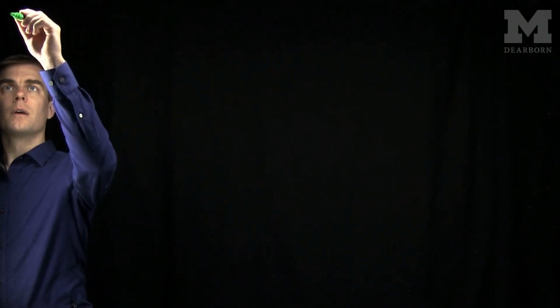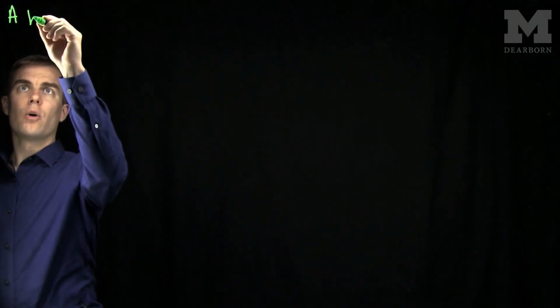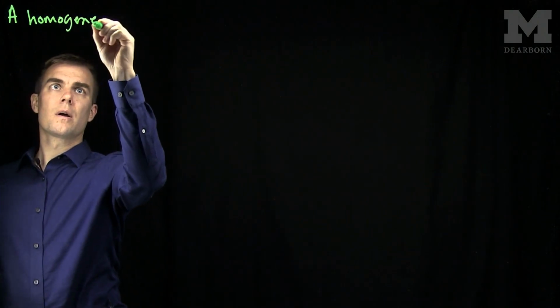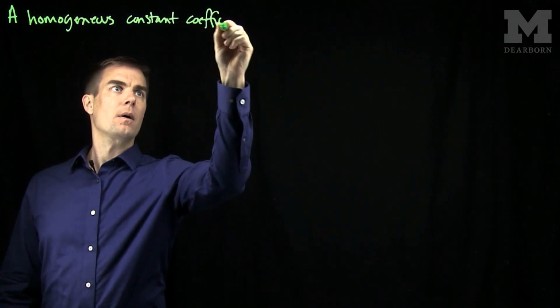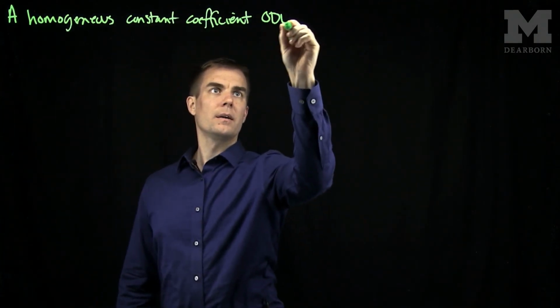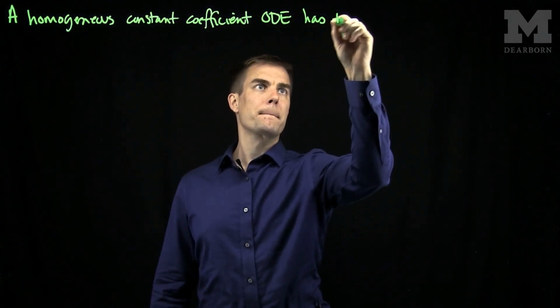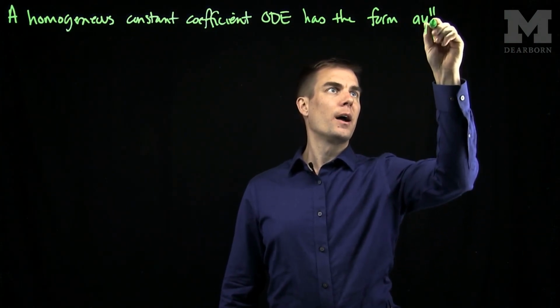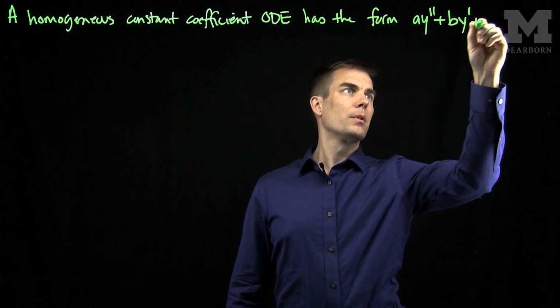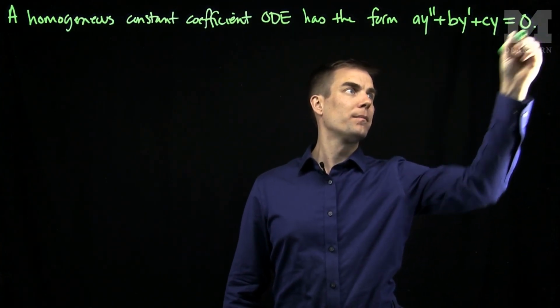Hello students, in this video we'll discuss how to solve constant coefficient homogeneous differential equations in the case where the characteristic equation has repeated roots. A homogeneous constant coefficient ODE has the form a y double prime plus b y prime plus c y equals 0.